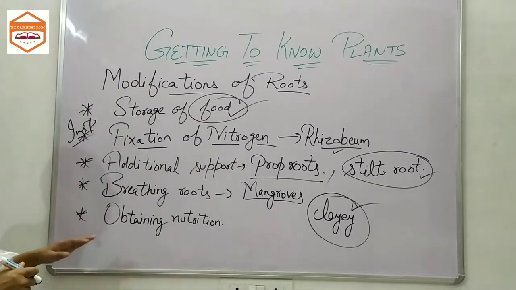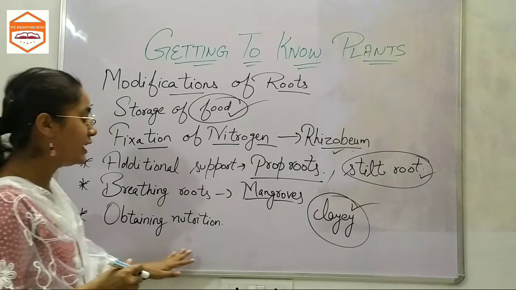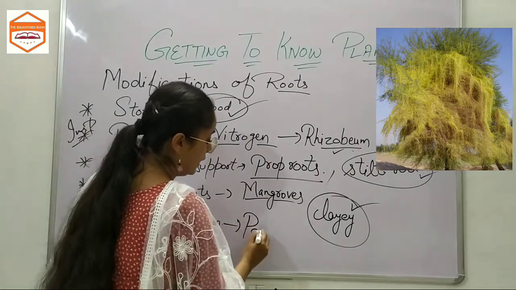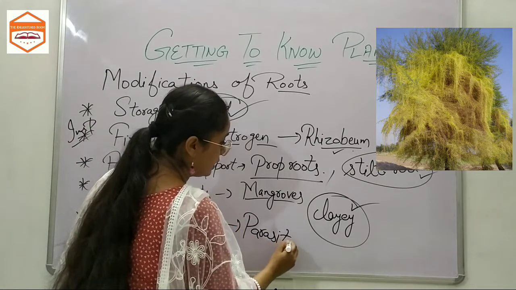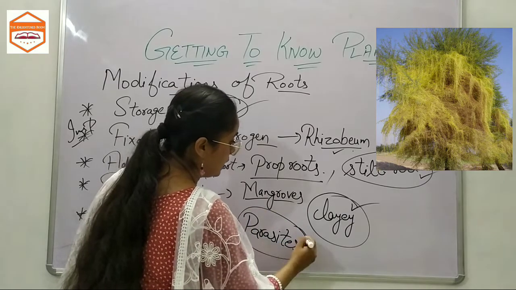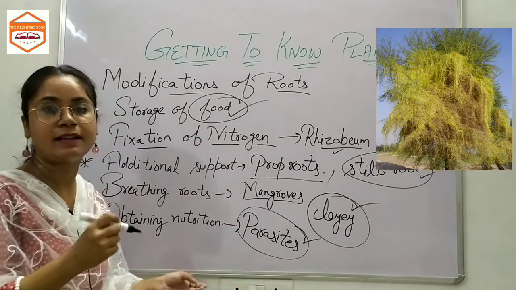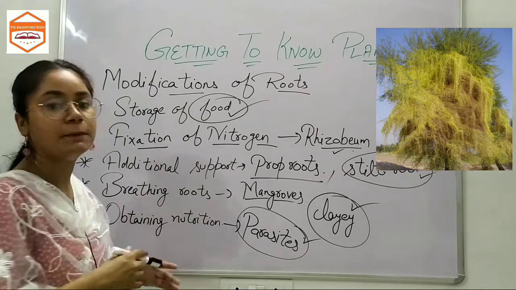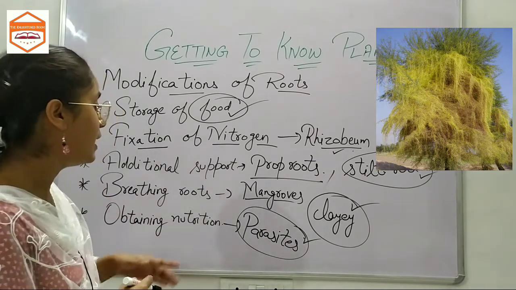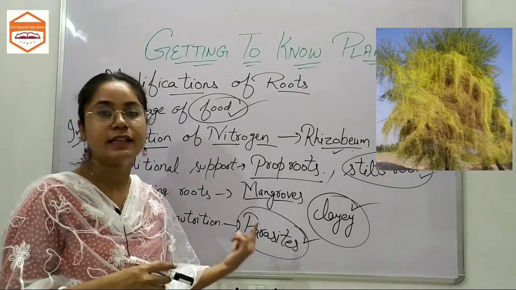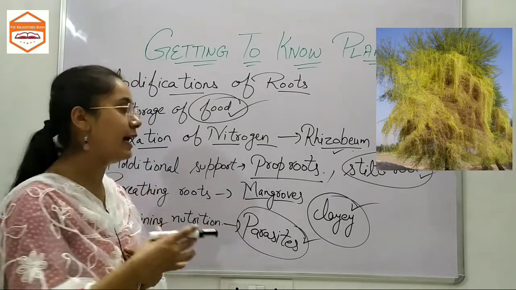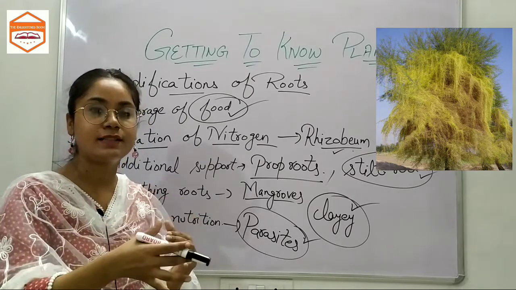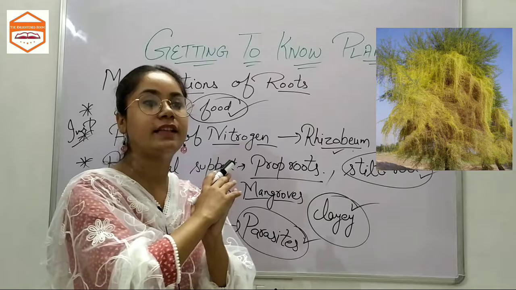Now in the last point we have obtaining nutrition. In case of obtaining nutrition, we will discuss parasites. There are some plants which behave like parasites. You can take the example of the dodder plant. In case of the dodder plant, some parasite-like roots come out and they take up the whole nutrition of the plant. They would take the whole nutrition.